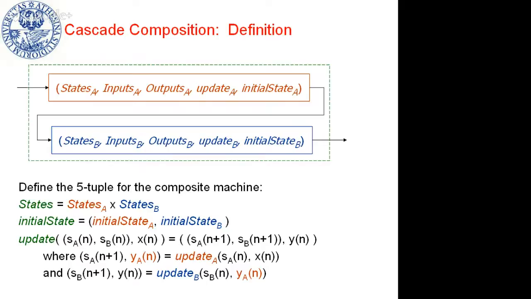The next state of B is slightly more complicated because now we don't know what are the inputs of B. Well, that's not too complicated because the inputs of B are the same as the outputs of A. And therefore, we simply need to compose the output update function of A to compute the inputs of B, which are here, y_A of n. And so once you have the outputs of A and the current state of B, you use the update state function of B to compute the new state of B. Okay? And similarly for the outputs.